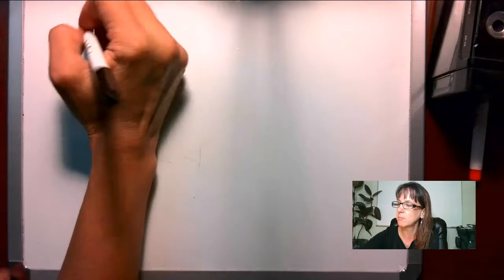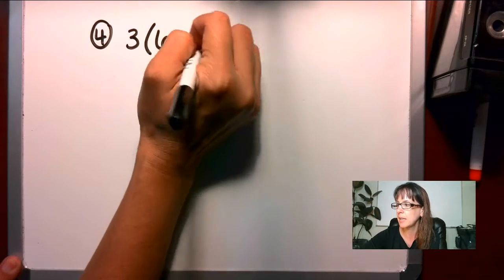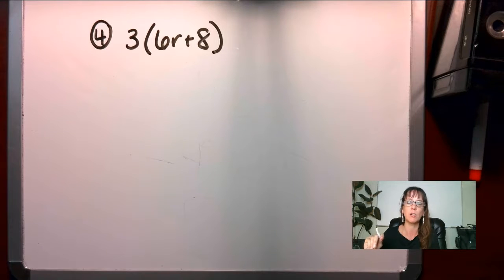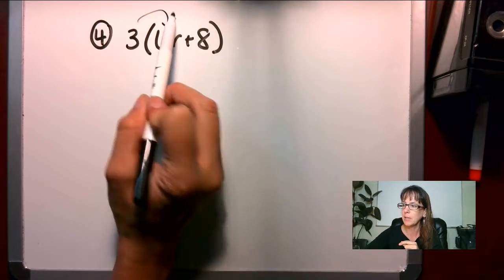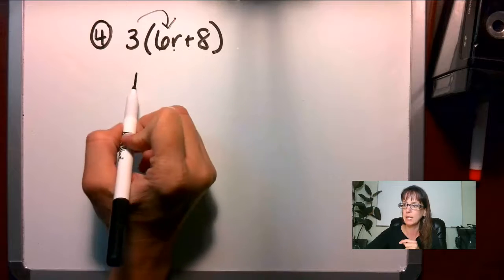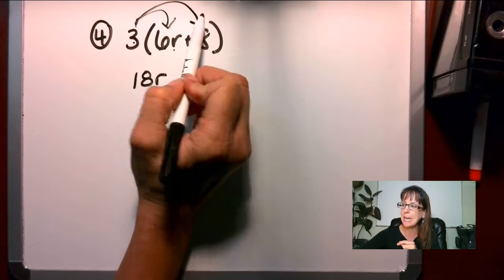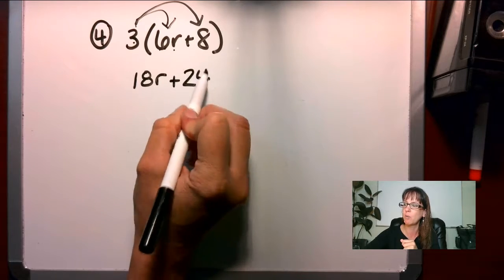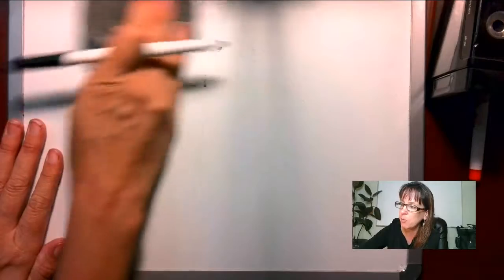Let's look at number 4. Probably shouldn't just skip around. 3 times the quantity 6r plus 8. Now, I'm not going to do all of these that are on this page. I'm just going to show you a couple of examples, but I'll answer all the problems and then send your mom the answer key so that she at least has that. Rainbow property: 3 times 6r is going to be 18r, and 3 times 8 gives us 24. So 18r plus 24.